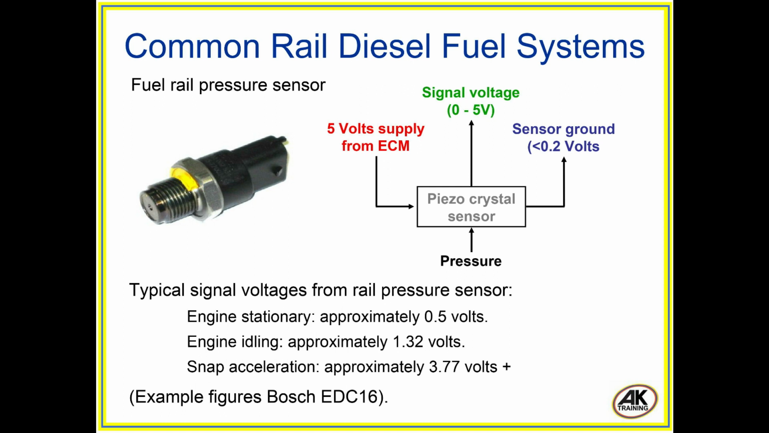Typical signal voltages from the rail pressure sensor: engine stationary, approximately 0.5 volts. Engine idling, approximately 1.32 volts. Snap acceleration, approximately 3.77 volts plus.